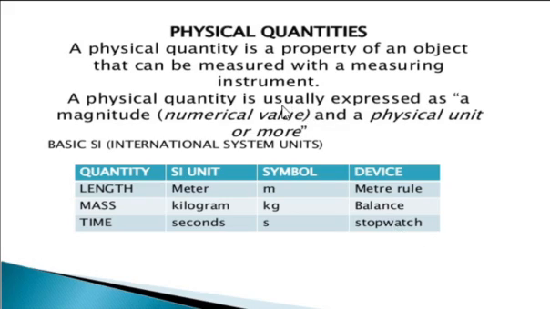When physical quantities are expressed, they are expressed with two parts, the numerical part and the unit part. Just like when you say 2 meter, 2 stands for the numerical value and meter stands for the physical unit. When you have 5 Newton, that is the quantity of force. 5 stands for the numerical value and Newton stands for the physical unit.